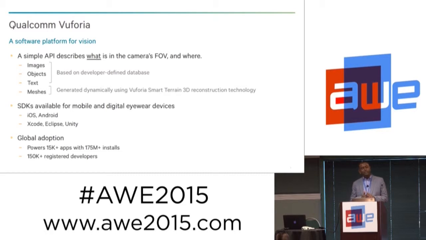And there are more than 15,000 apps that have been built for Android and iOS. And these apps have been installed more than 175 million times, right? So what that tells you is that this is not just an early adopter or a niche developer thing, but it's actually being used by end users all over the world.